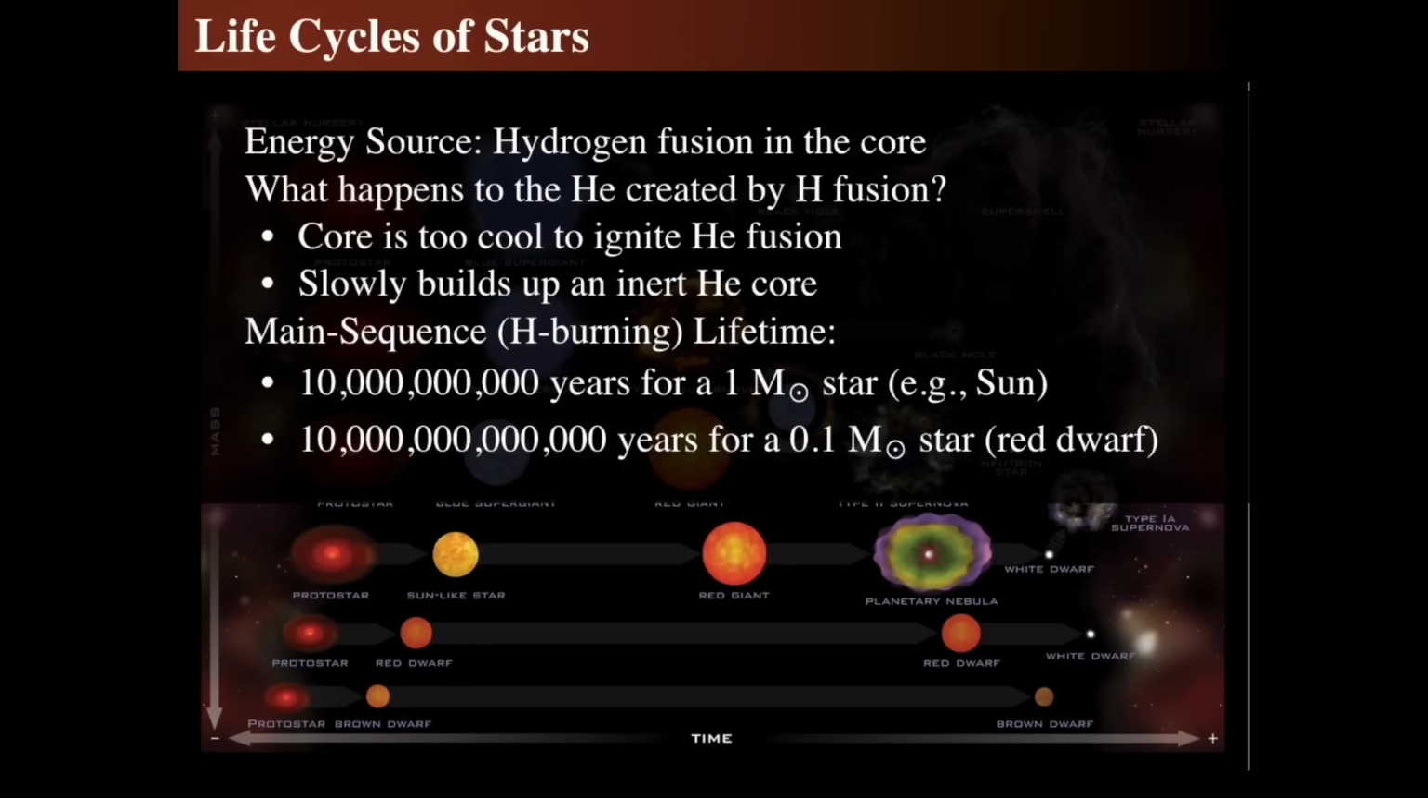And the Sun will go about 10 billion years if it's about one solar mass. That's what that M sub sun means. That means one solar mass. But if it's a tenth of the mass of the Sun, then it can live up to 10 trillion years, or 10 to the 12th, or 10 to the 13th years. It can live a long time, and these are the red dwarfs. They're incredibly boring, incredibly dim, but they're the most common star of all.